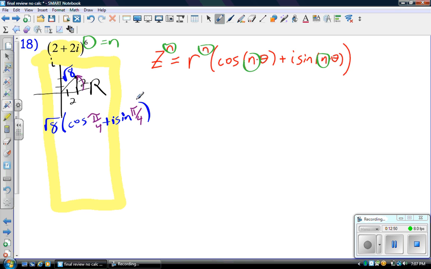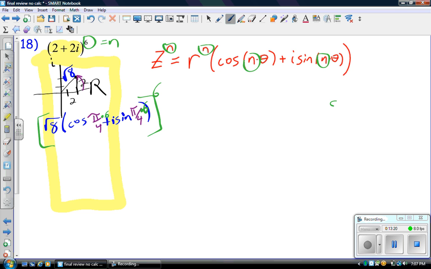Okay, so now I have it in polar form. Now what I can do is actually take it to the 6th power. So again, what that means is I actually do take root 8 to the 6th power, but then I multiply these angles by 6. The same angle, obviously, by 6. So root 8 to the 6th, let's deal with that. I'll just deal with that over here.